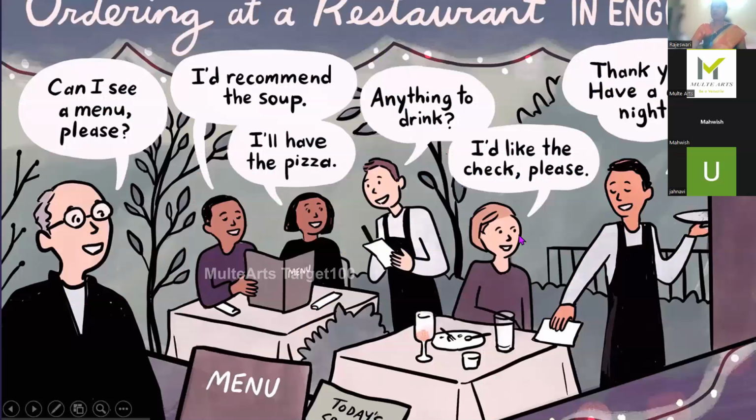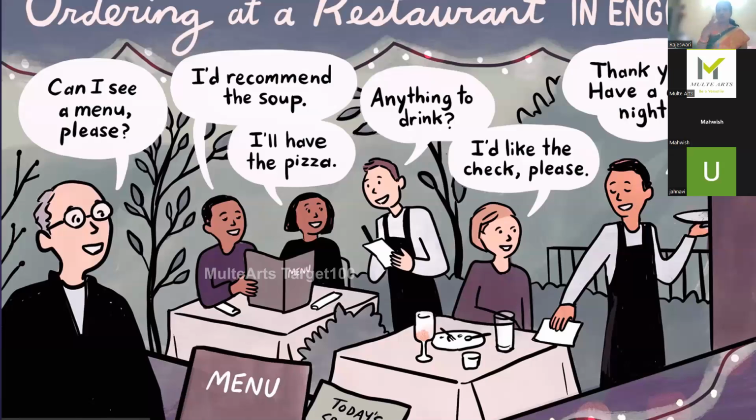Supposing you have gone to a restaurant, you call it a restaurant. No, it is pronounced restaurant in English. Restaurants. So as you go, you sit at a table and you ask, "Can I see a menu, please?" How do you ask? Can I see a menu? You don't ask for a menu card. Menu itself says it is a menu card. I want the menu, please.